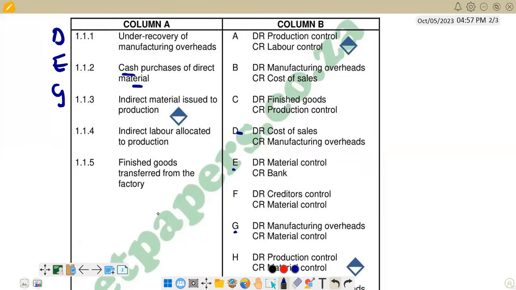Then 1.1.4, indirect labor allocated to production. And we know indirect labor is under the production overheads, again, manufacturing overheads. So we are going to debit the manufacturing overheads, and obviously we've got labor involved there. We have got a journal entry there at the beginning which is labor control, but it's crediting labor control and debiting production control, which is not correct. So let's move on to look at the last option that we have there.